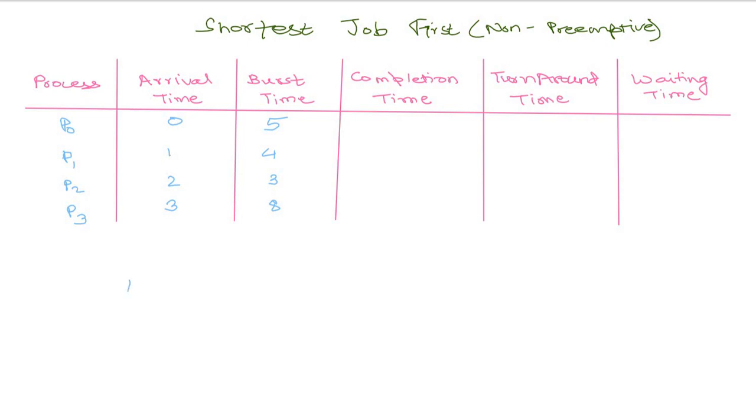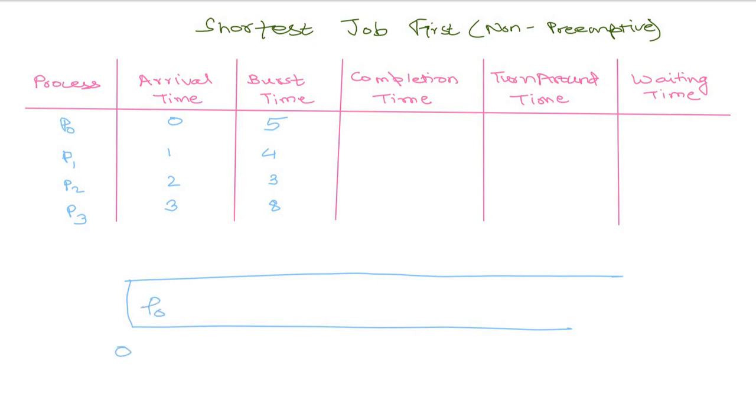We can see that at time 0 we have only P0 with us, so we'll allocate it. Now, since this one is a non-preemptive algorithm, we have two types of shortest job first algorithms, a non-preemptive one and a preemptive one. Firstly, we'll be discussing the non-preemptive one in this video.